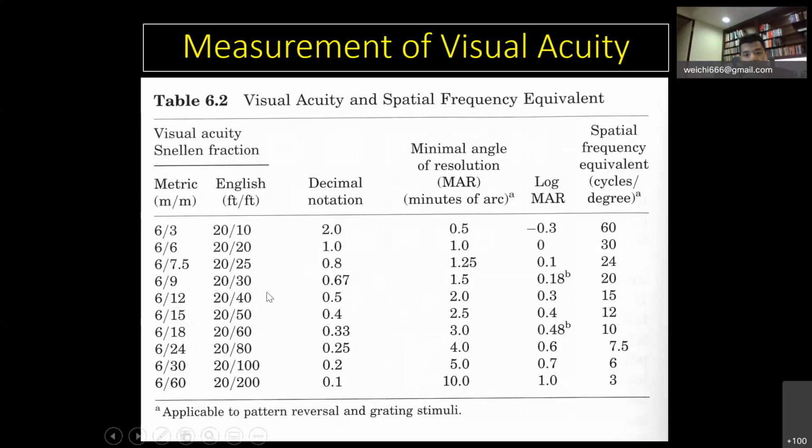So for example, you would hear a lot of people saying that I have a vision of 20/20, and I have a vision of 20/40. So do you know what this means?